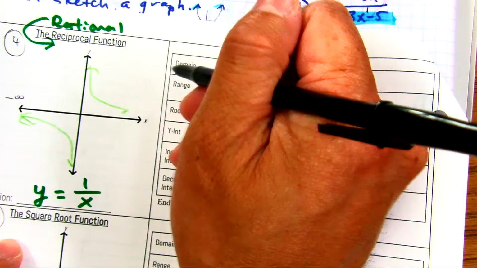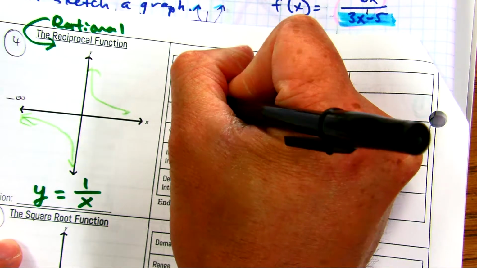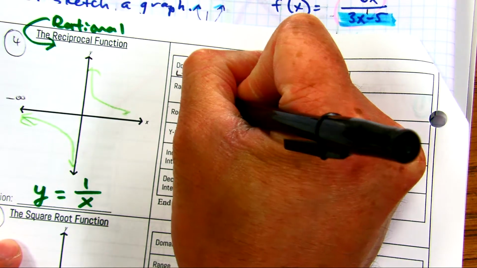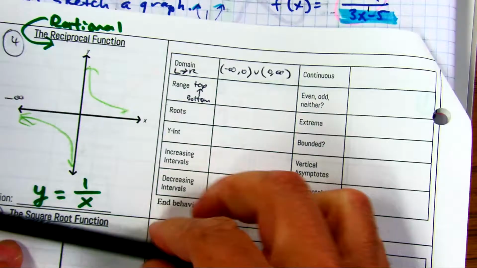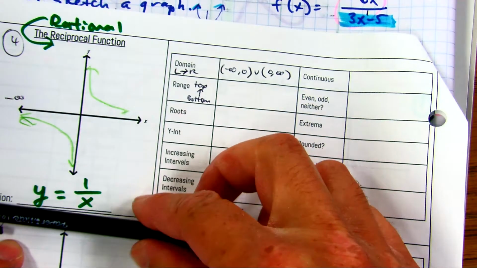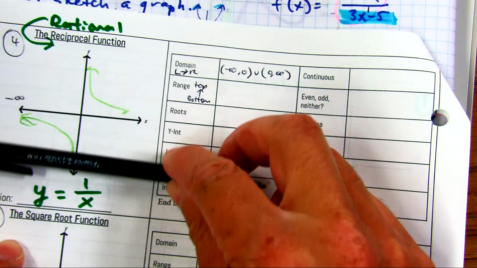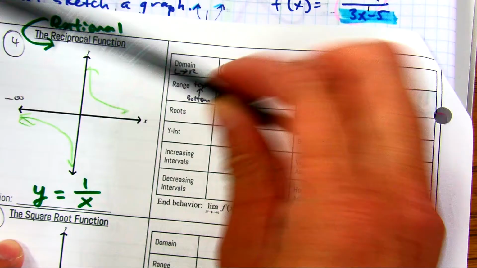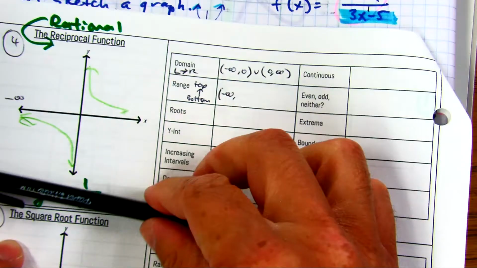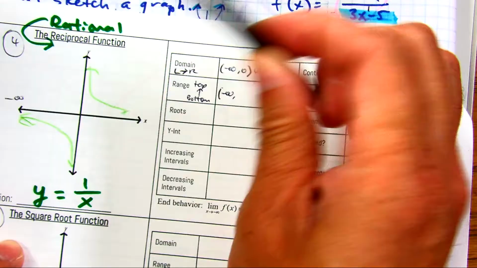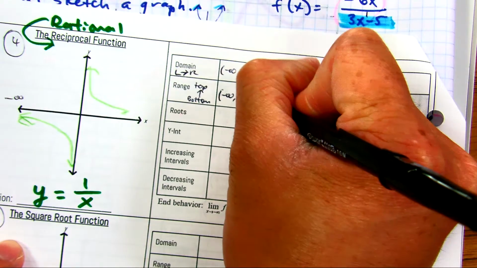Class, range is which direction? Range? Bottom to top. It's essentially the same thing, right? What's the only number we can't pick? 0. So I'm just going to copy the same thing. From way down here, I can pick any number, negative number up to 0. Don't include 0. That's why it's a parentheses.